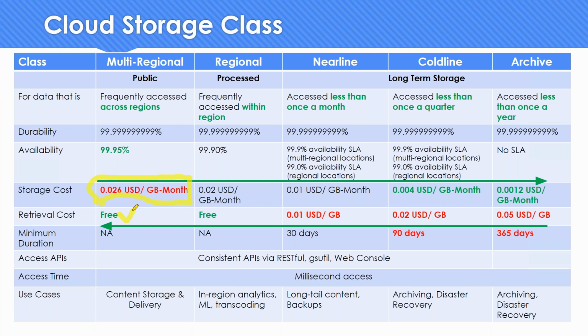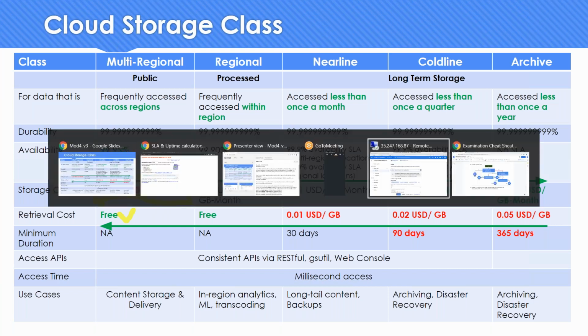So you can download this file or object multiple times and you will never be charged. But the storage cost is a little high. 0.026, you may ask, is it high? Compared to other storage classes, it is high. Now, why it is called multi-regional is that the data is replicated across a minimum of 3 regions. So how does it happen? Let me just show you. Here.